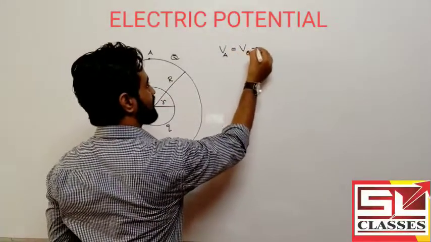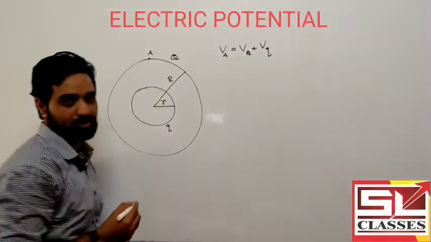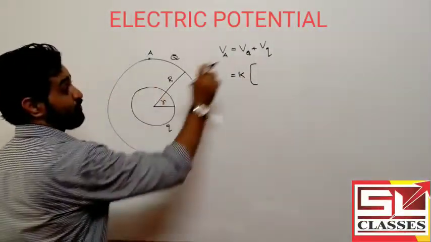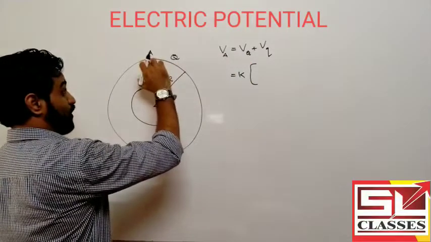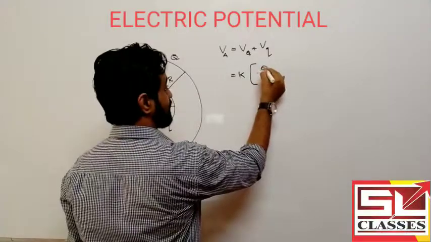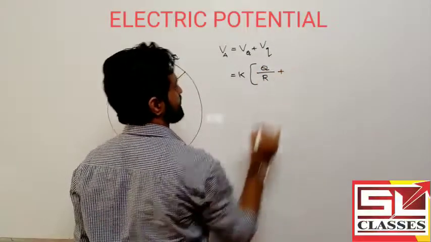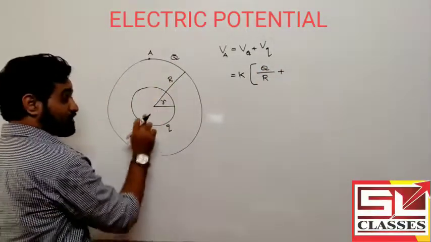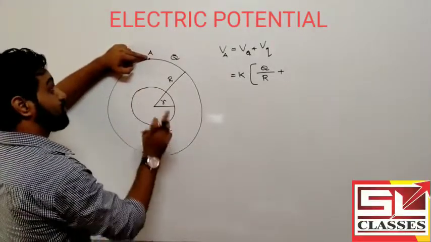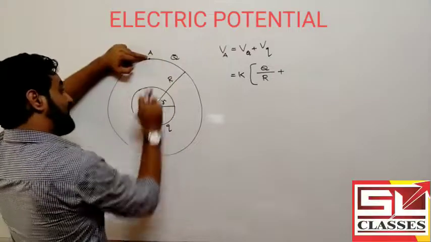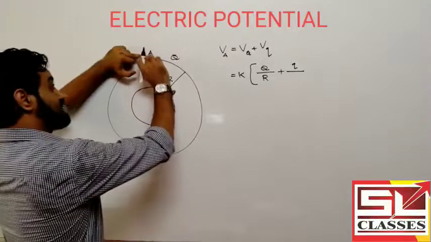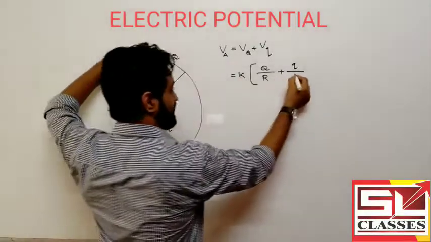Potential due to capital Q plus potential due to small q is equal to k, that is 1 by 4 pi epsilon 0, into, for capital Q, this is a point on the surface, so we take the distance as the radius, that is capital Q by R, plus, for the small q charge, please note very carefully, this point is outside the small sphere, so it is q by the outside distance, which is again capital R.